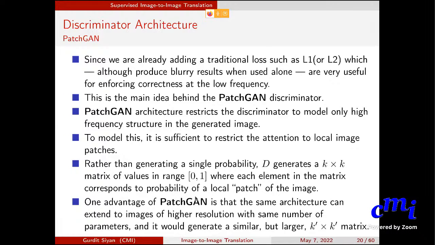So one advantage of PatchGAN is that the discriminator can scale very well. If we increase the resolution, we can still get a discriminator architecture that predicts the probability that a small patch was in the actual data. But the resulting matrix would be a larger matrix, not k by k. If the resolution is higher, we will get a larger k by k matrix.